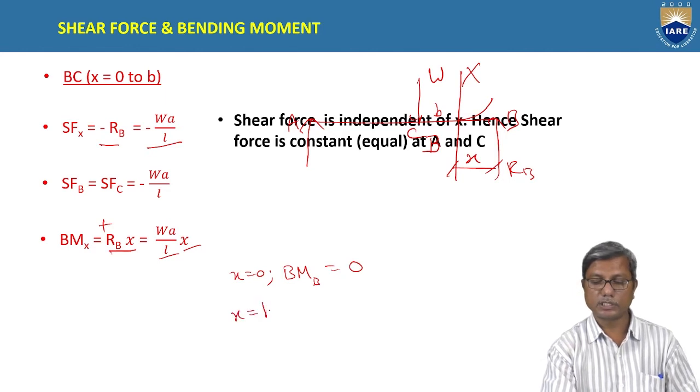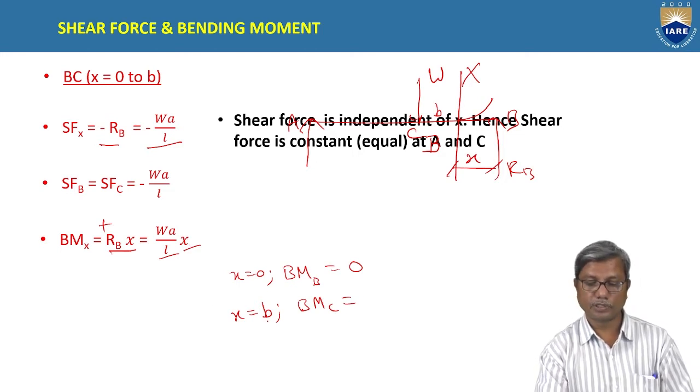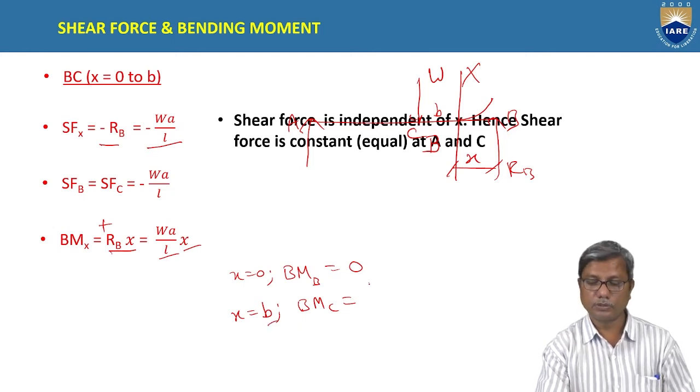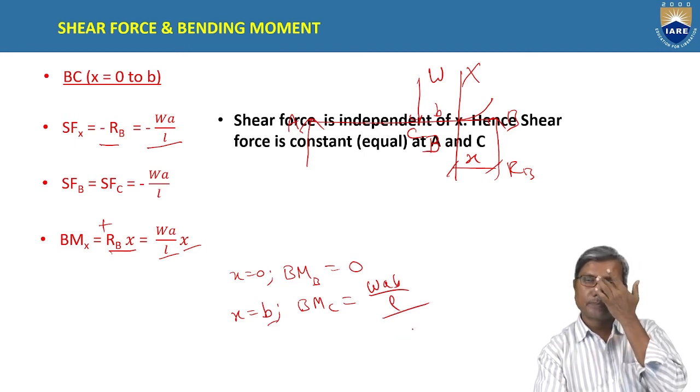And substituting X equal to B, you will get bending moment at C, WA by L into B. WA by L into X, where X is B. So WAB by L. Understand?